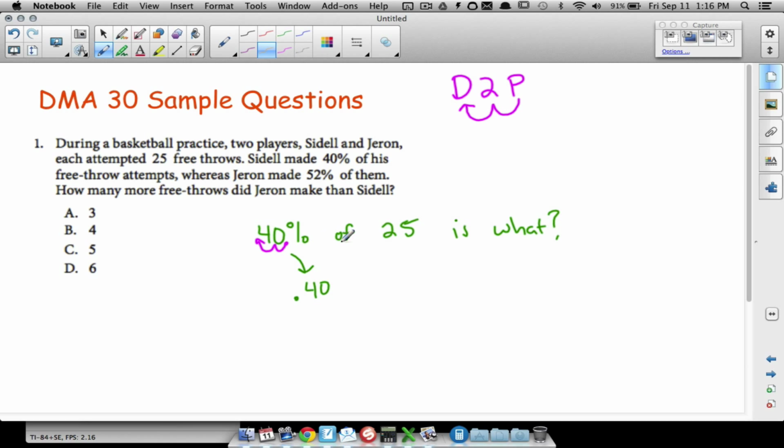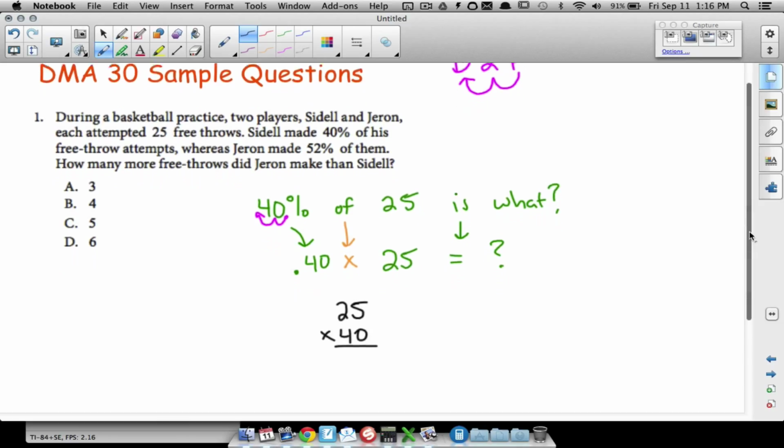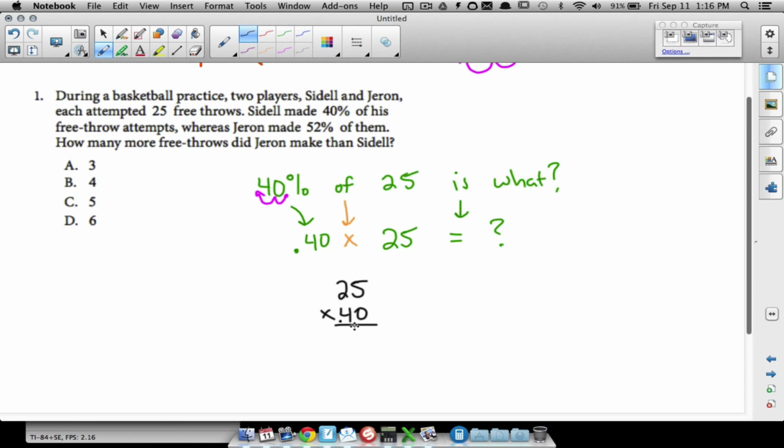Now, 40% of 25, the of means multiply, and now we're going to multiply by 25. Is means equal, and it equals what? That's what we're trying to find. So this is going to tell us how many free throws Sadale made because we're going to find 40% of 25. So we have to multiply these things out. Let's take 25 and multiply it by 40. Now you may be thinking, okay, I thought it was 0.40. Well, I can put a decimal down here, but honestly, we just want to think of this as being multiplied as 25 times 40. I'll talk about what this decimal actually does in a moment.